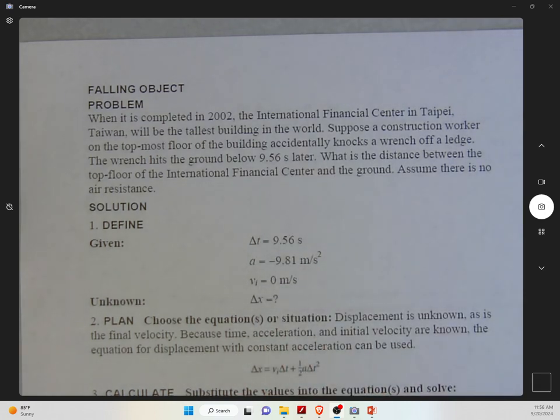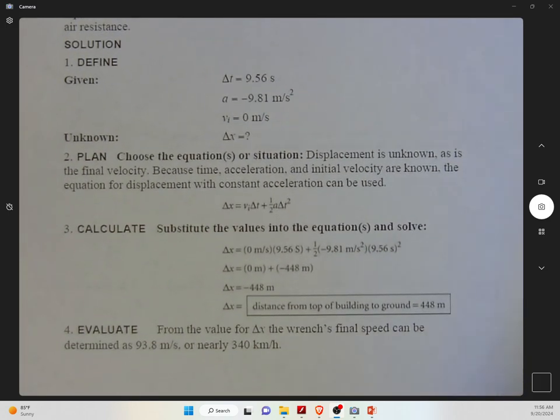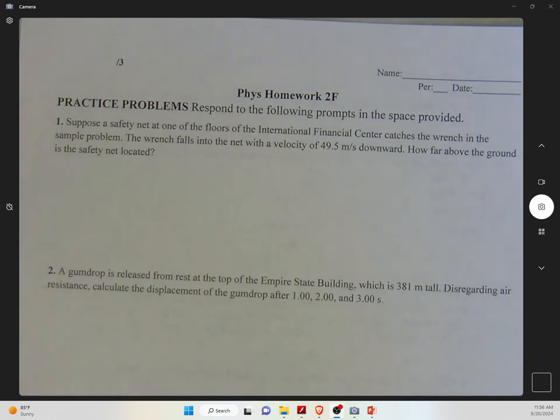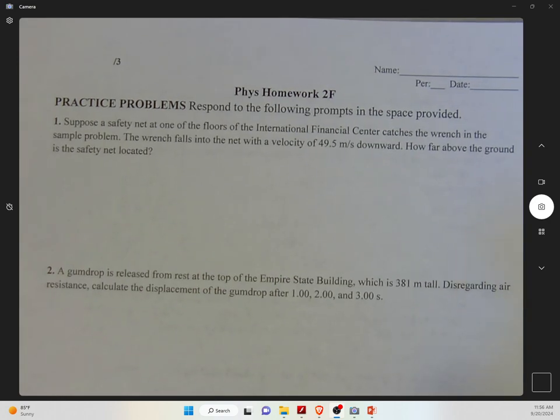So we're going to be using this information, this situation. One of the things that we're getting from the sample problem is that the distance from the top of the building to the ground is 448 meters. So suppose a safety net on one of those floors catches that wrench. The wrench falls into the net with a velocity of 49.5 meters per second downward. How far above the ground is the safety net located?